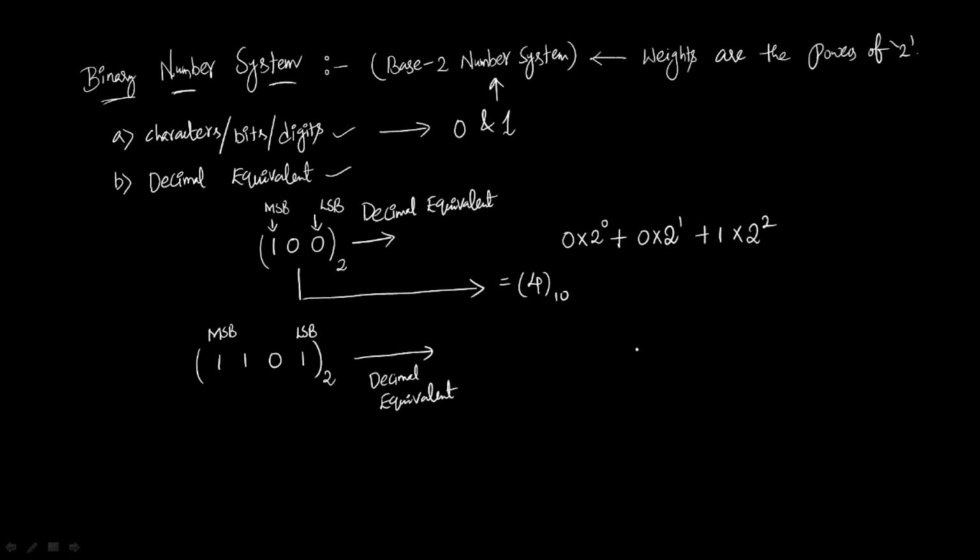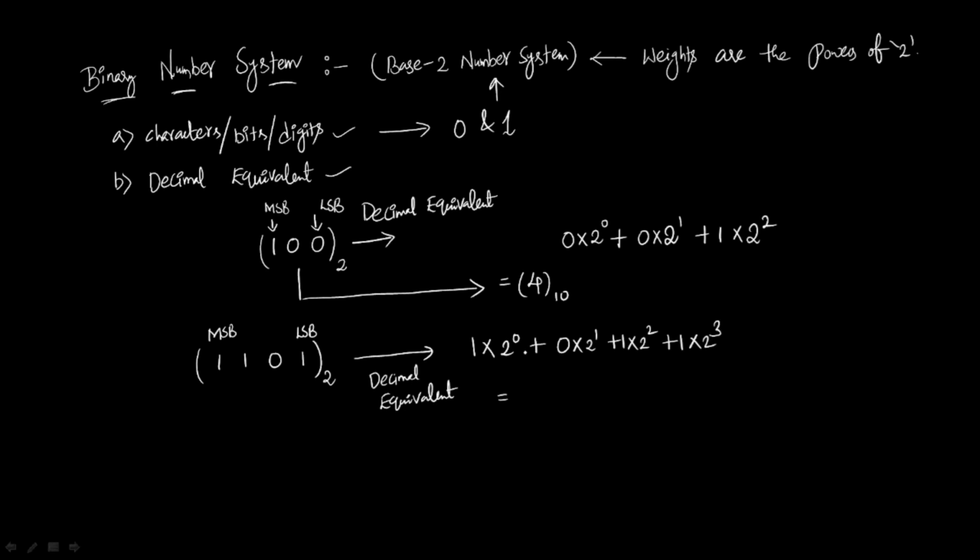Now let me consider this one. 1 multiplied with 2 power 0, plus the next coefficient is 0, so 0 into 2 power 1, and the next coefficient is 1, so 1 into 2 power 2, and the last coefficient is also 1, so 1 into 2 cube.